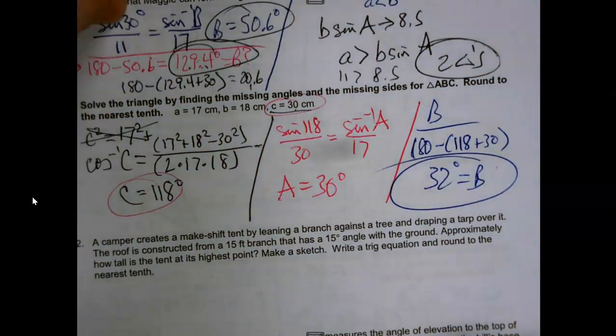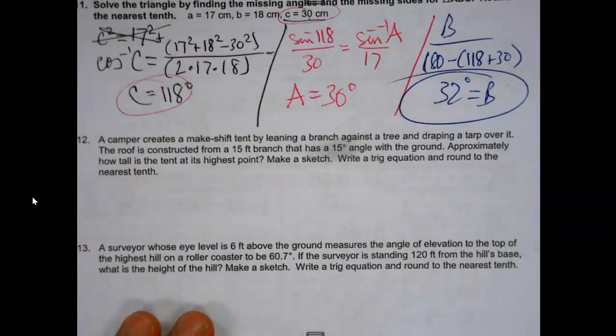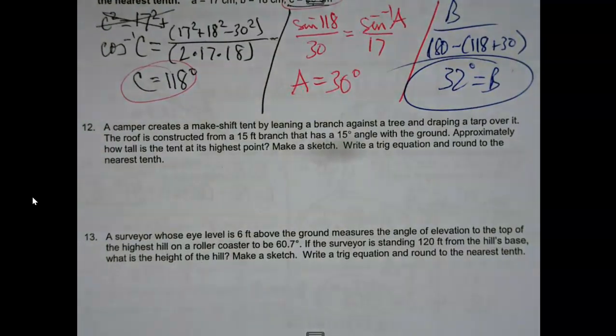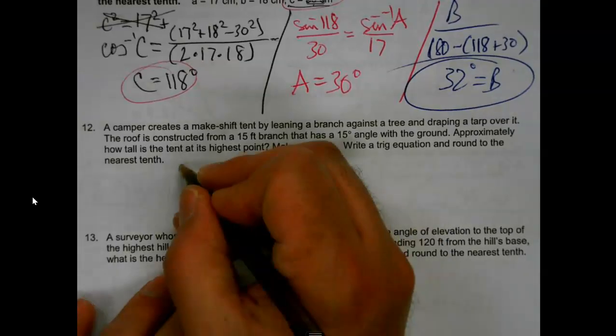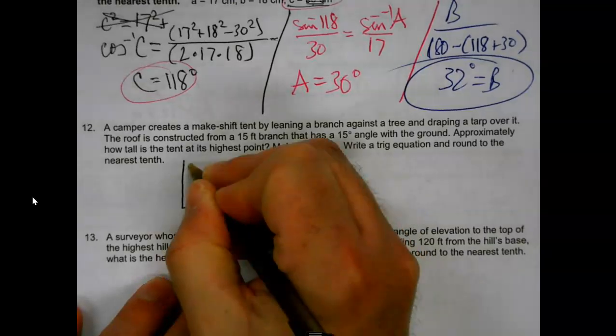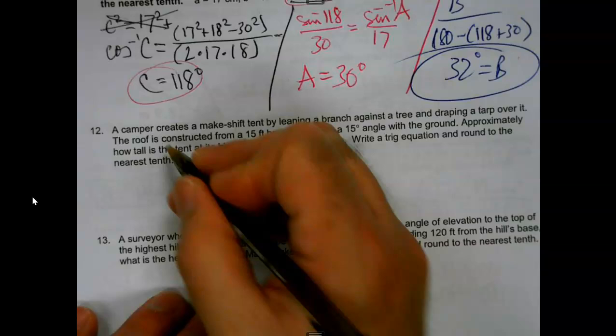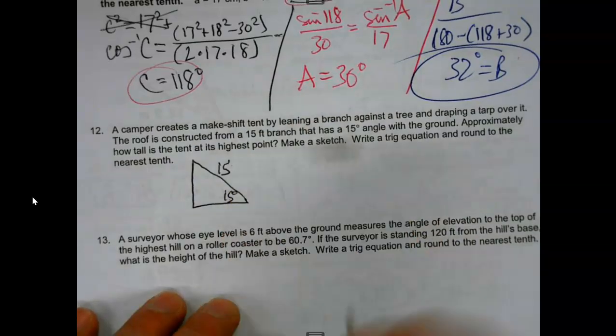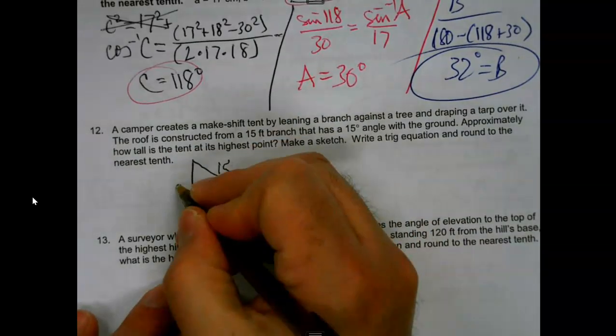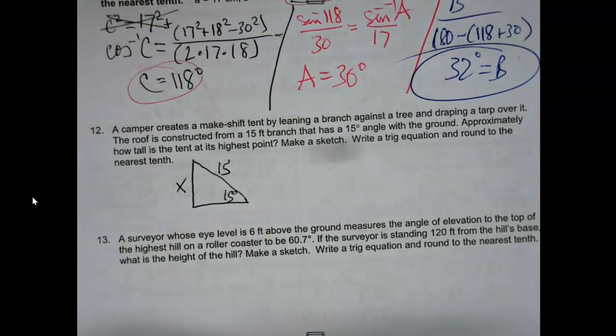All right, application time. A camper makes a makeshift tent by leaning a branch against a tree and draping a tarp over it. The roof is constructed from a 15-foot branch that has a 15-degree angle with the ground. Approximately how tall is the tent? Make a sketch. Okay, so 15-foot branch for the roof of my tent, 15-degree angle. How tall is the tent?